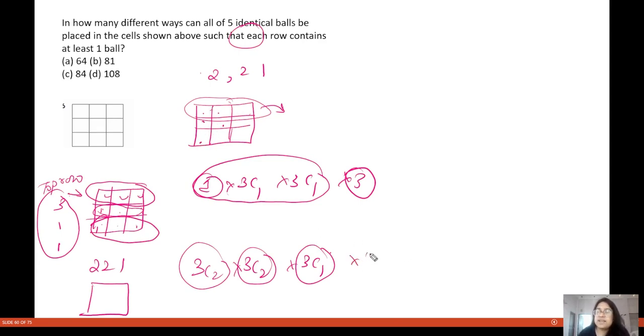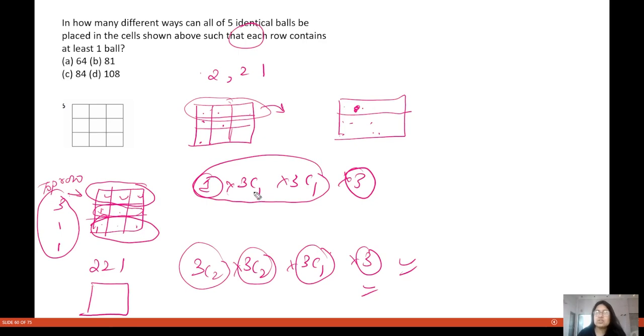So there will be three cases for this. See, for the arrangement 2 2 1, you can put two balls here and two balls here and one ball here, or two balls here, two balls here and one ball here. So there will be three cases, so we multiply this by 3. Is there any other case? See, we already did 3 1 1, and we did 2 2 1. So there are only two cases, and we have calculated the possible number of combinations for that.